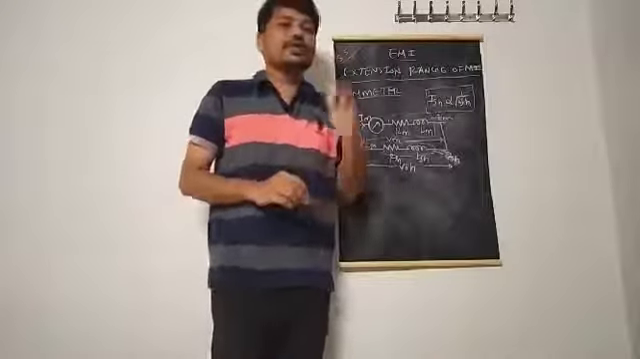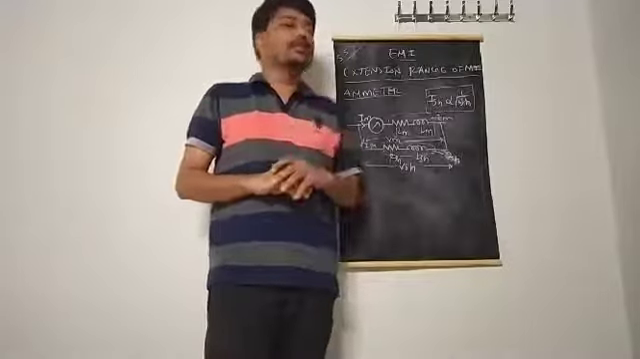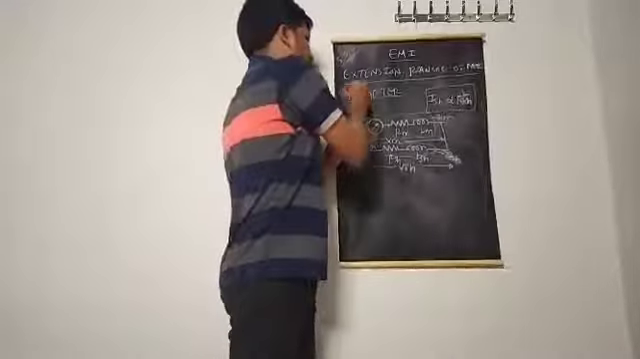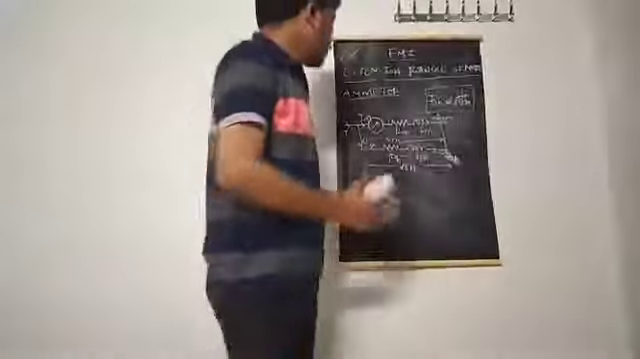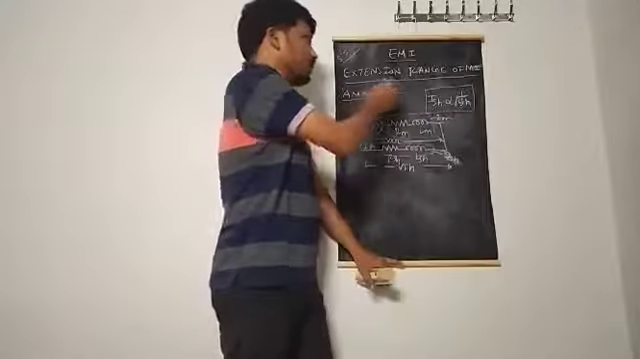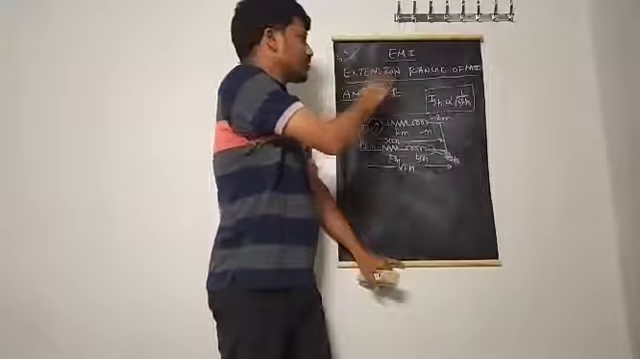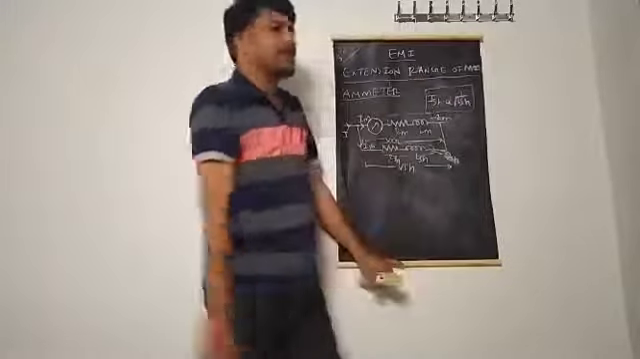Today we discuss the extension range of the moving iron instrument with the ammeter extension. So now we go for the ammeter extension method. That's the first topic of this unit: moving iron instrument extension range, that is, the ammeter.